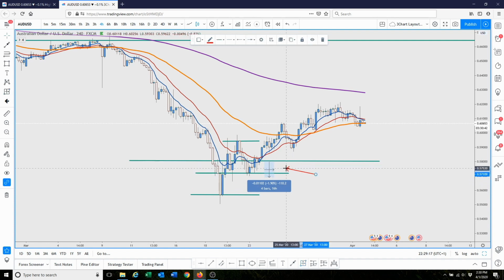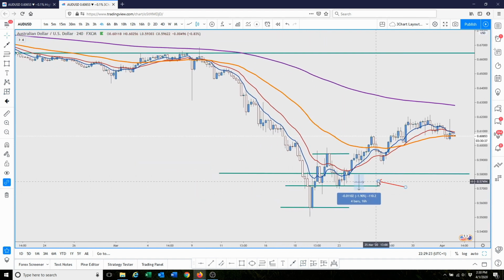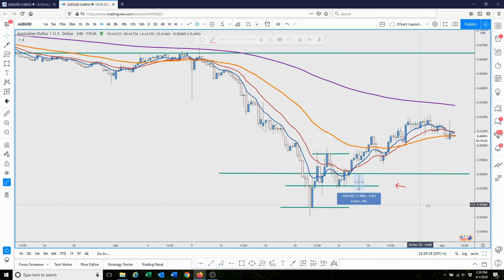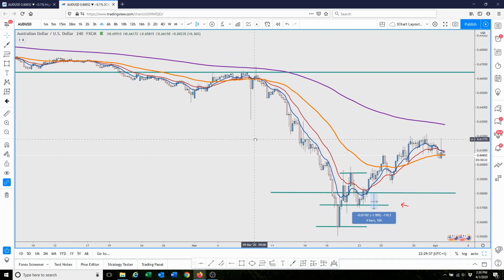That's still pretty big. I just want you guys to realize something that I started realizing lately: the size of these candles and how much they fluctuate are larger than what it used to be.